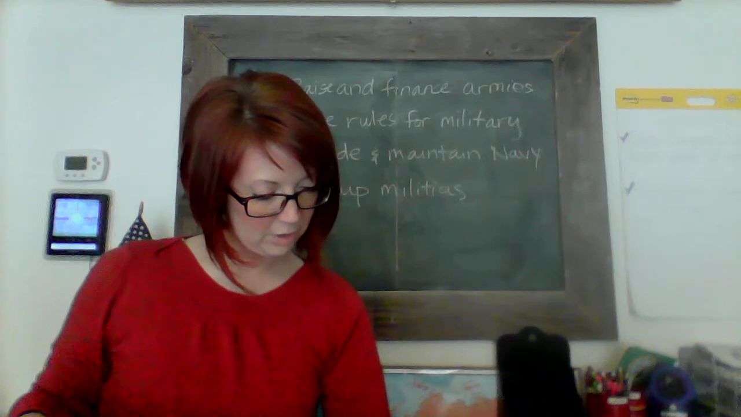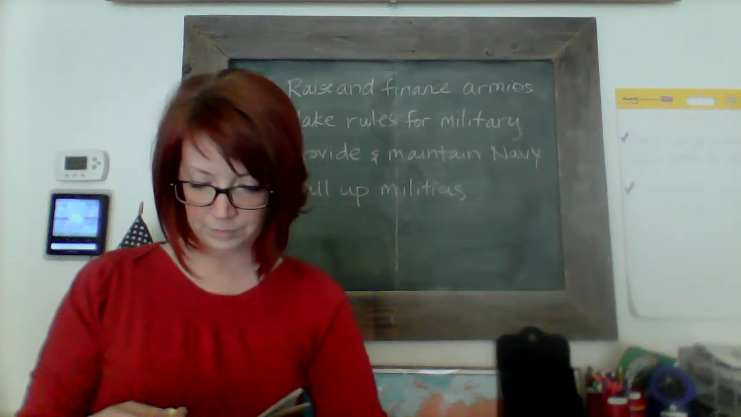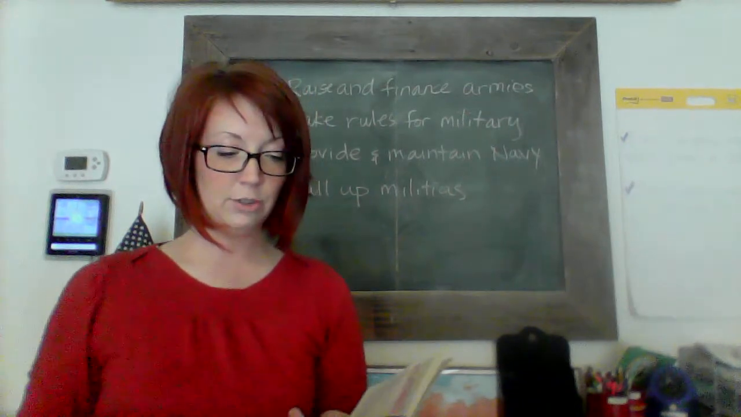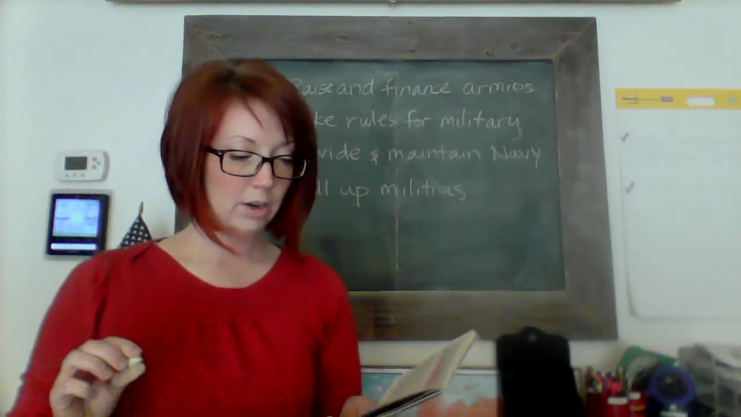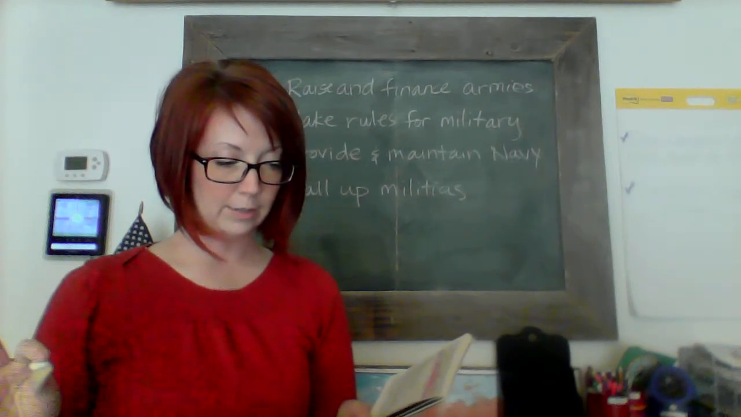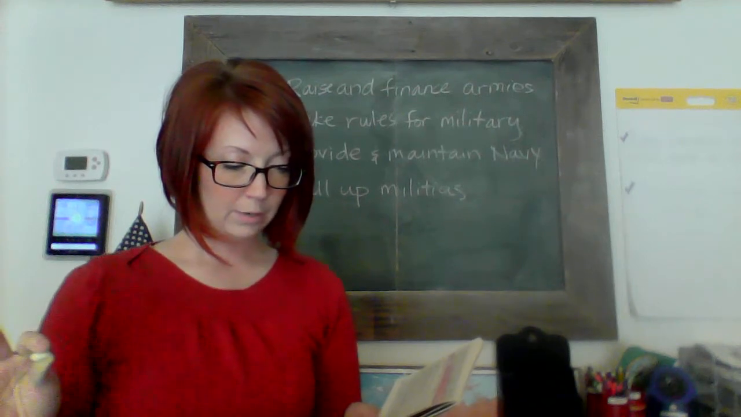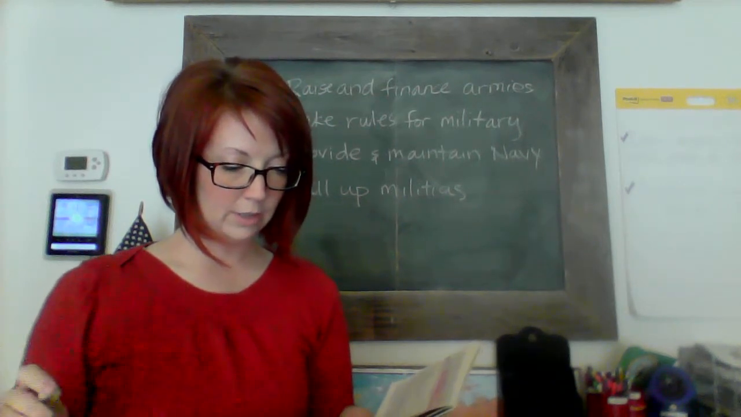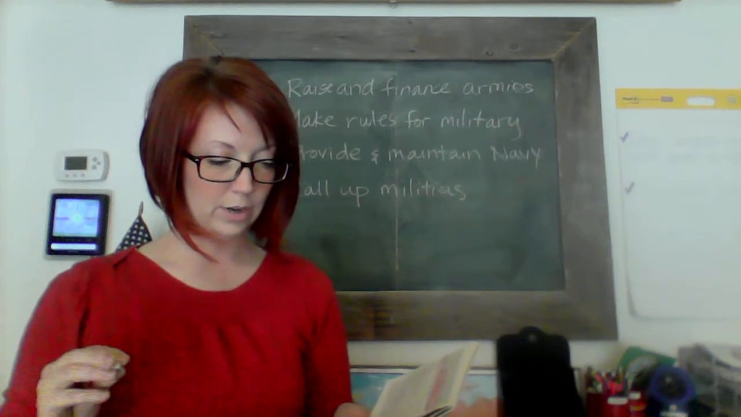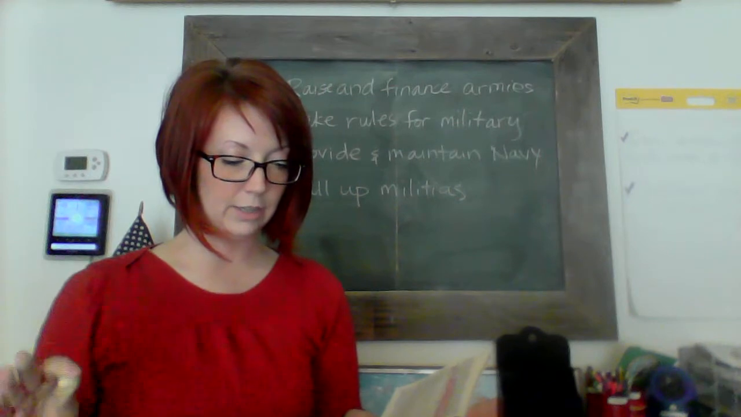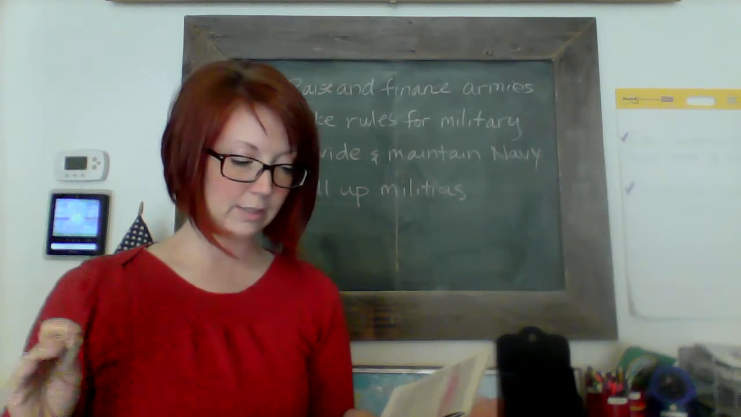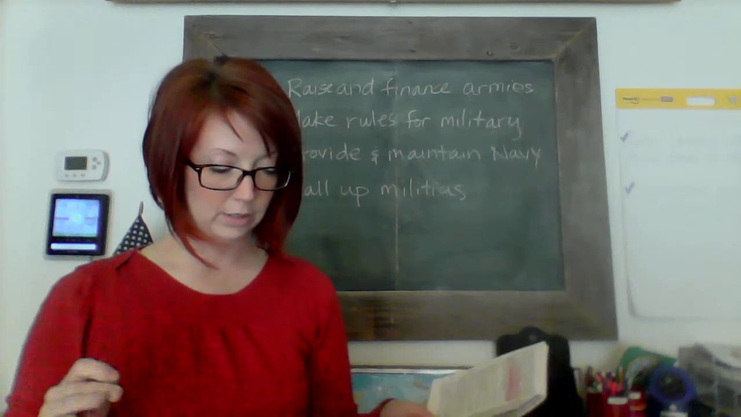Okay, our next power: to exercise exclusive legislation, lawmaking, in all cases whatsoever, over such district, not exceeding 10 miles square, as may, by cession of particular states and the acceptance of Congress, become the seat of the government of the United States, and to exercise like authority over all places purchased by the consent of the legislature of the state in which the same shall be, for the erection of forts, magazines, arsenals, dockyards, and other needful buildings.